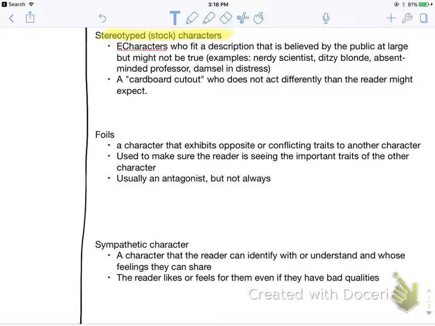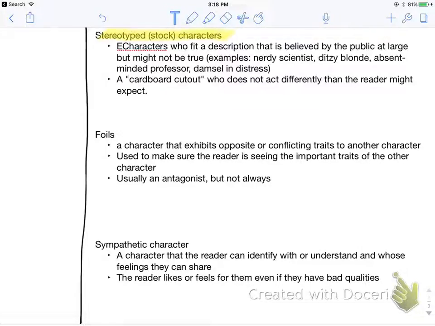So these are characters who fit a description that's believed by the public at large, but it might not be true. Okay, so think about the typical belief by everybody, like a nerdy scientist or a ditzy blonde, an absent-minded professor, a damsel in distress, right? Sometimes society believes these things, like all nerds have glasses that they push up their nose and it's got a piece of adhesive tape around the middle. That's a stereotype. Sometimes they call those characters cardboard cutouts, but they're not going to act much differently than the reader would expect them to.